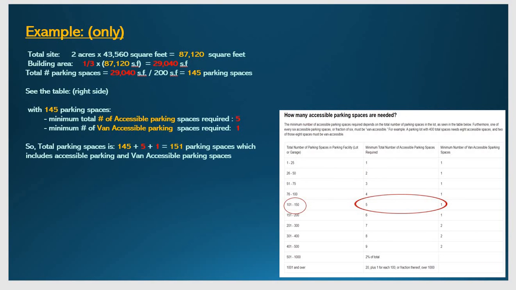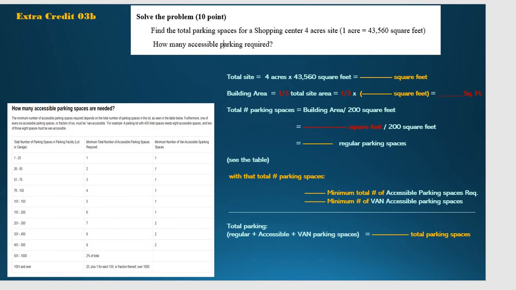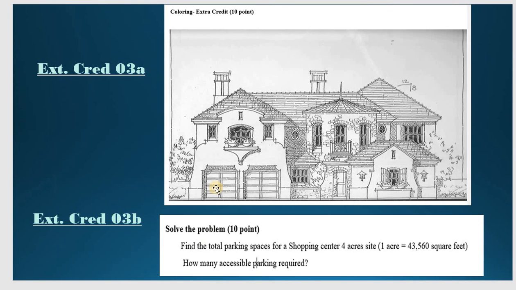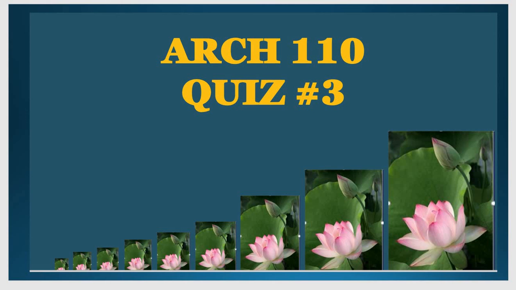Okay, so this is 10 points for extra credit, quiz number 3. So totally you get 20 points if you get this one too. Okay, so that's all for quiz number 3. Good luck to all of you.